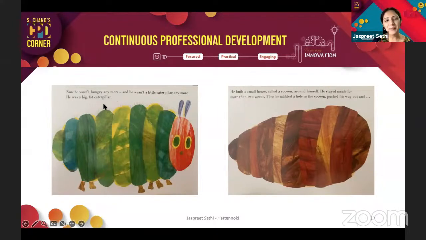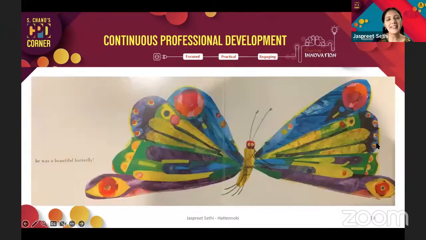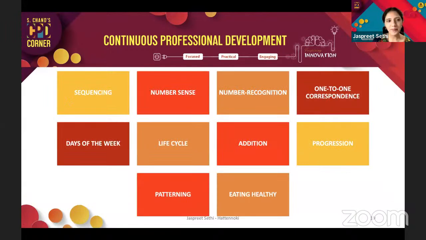The small caterpillar becomes a big caterpillar, and then builds a cocoon, and then finally is a very beautiful butterfly. Some of the math concepts that this book discusses are sequencing, number sense, number recognition, one-to-one correspondence, days of the week, life cycle, addition, progression, patterning, and eating healthy. A lot of these themes are taken care of in the book.